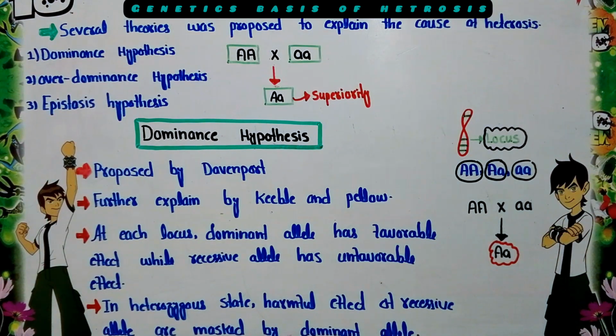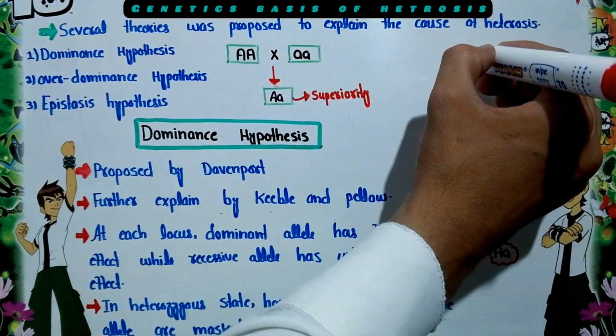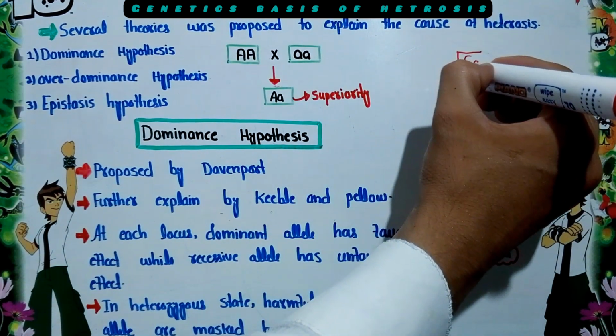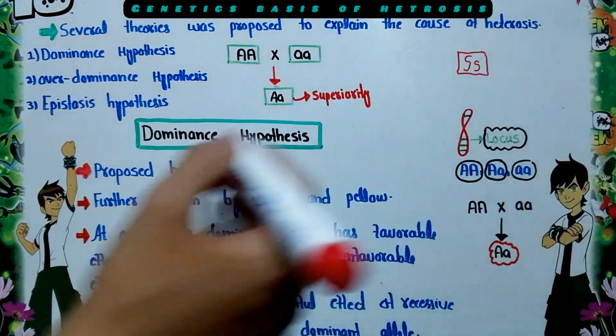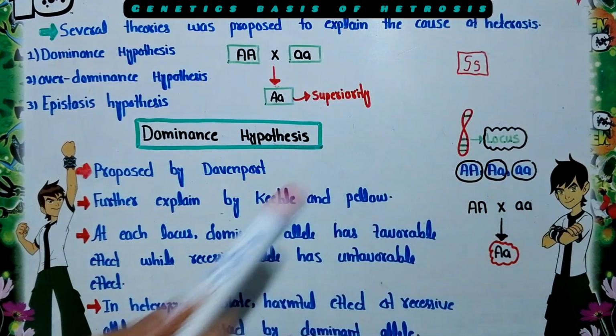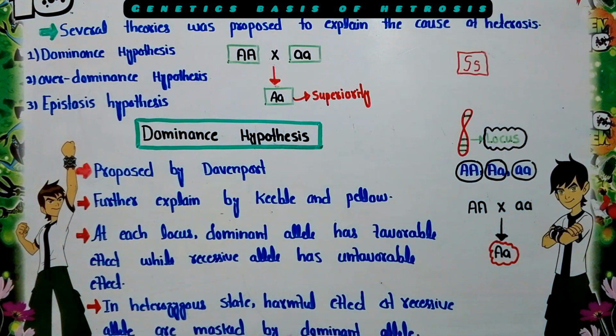You can see an example in humans, which is sickle cell anemia. In the heterozygote state, with dominant and recessive alleles, no anemia occurs because the dominant allele is able to mask the phenotypic expression, the harmful expression, of the recessive allele. So sickle cell anemia also works on the dominance hypothesis. This is the first theory about the genetic basis, or the causes, of heterosis, that is, the dominance hypothesis.